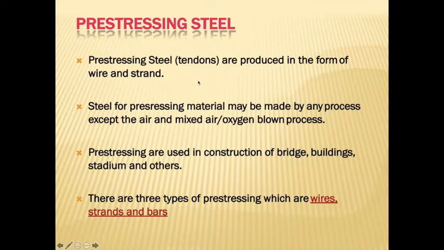For the prestressing steel, also known as tendons, it is produced in the form of wire and strand. Steel for prestressing material may be made by any process except the air and mixed air or oxygen blown process. Prestressing is used in construction of bridges, buildings, stadiums, and others. There are three types of prestressing, which are wires, strands, and also bars. Usually the strength of prestressing wires is much higher in comparison to the reinforcing steel.